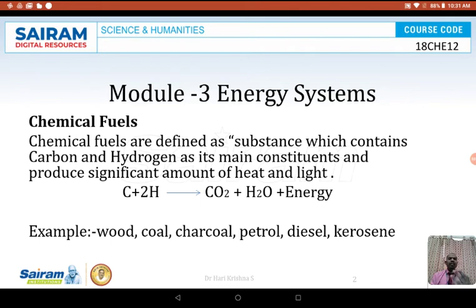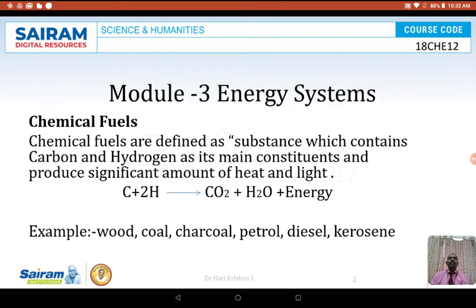So examples. You have any number of examples. You have wood, coal, charcoal, petrol, diesel, kerosene, etc. You can also take fuels in the form of gas. You have LPG, natural gas, CNG, that is compressed natural gas. So you have many examples of fuels.